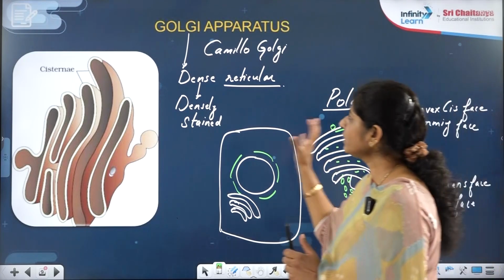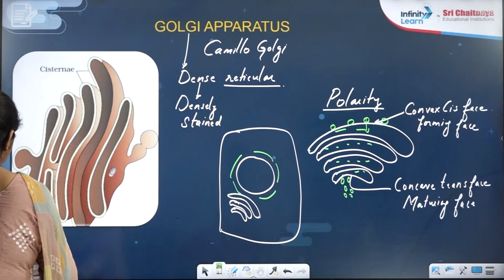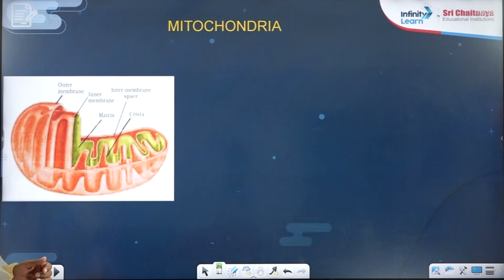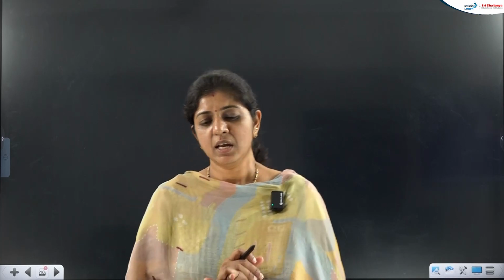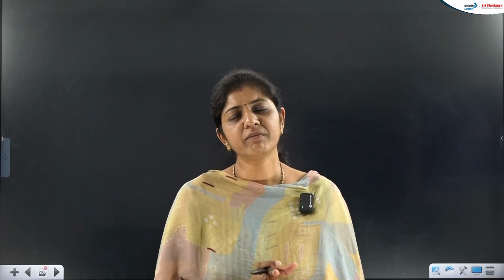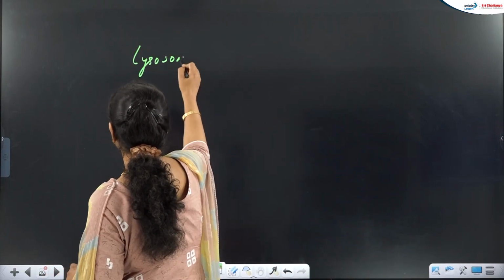Fine. So this is an important question based on Golgi bodies. Now let's take the next one. What is the next organelle? I am taking it first of all for the endomembrane system. In the endomembrane system, first we discussed the endoplasmic reticulum, second we discussed Golgi bodies. Now next we are going to talk about the lysosomes.